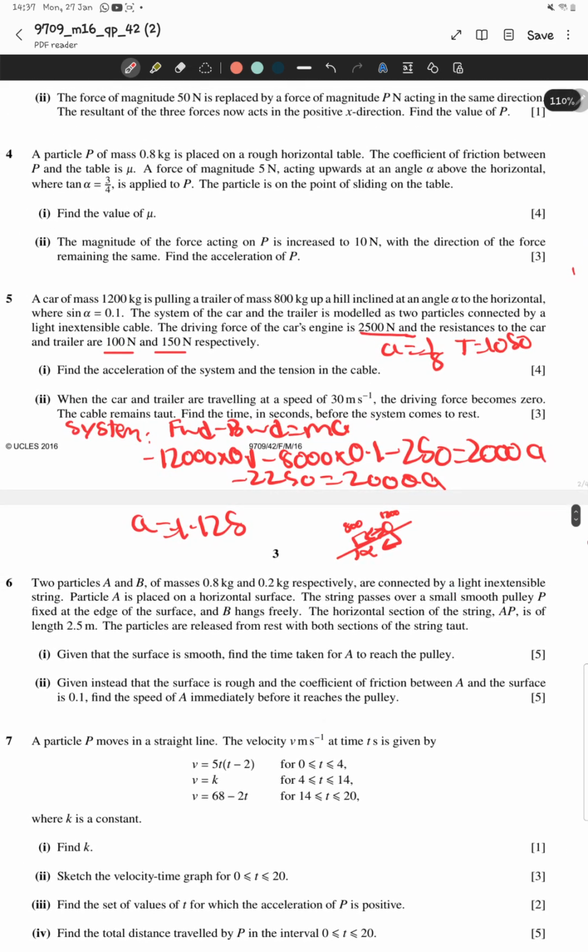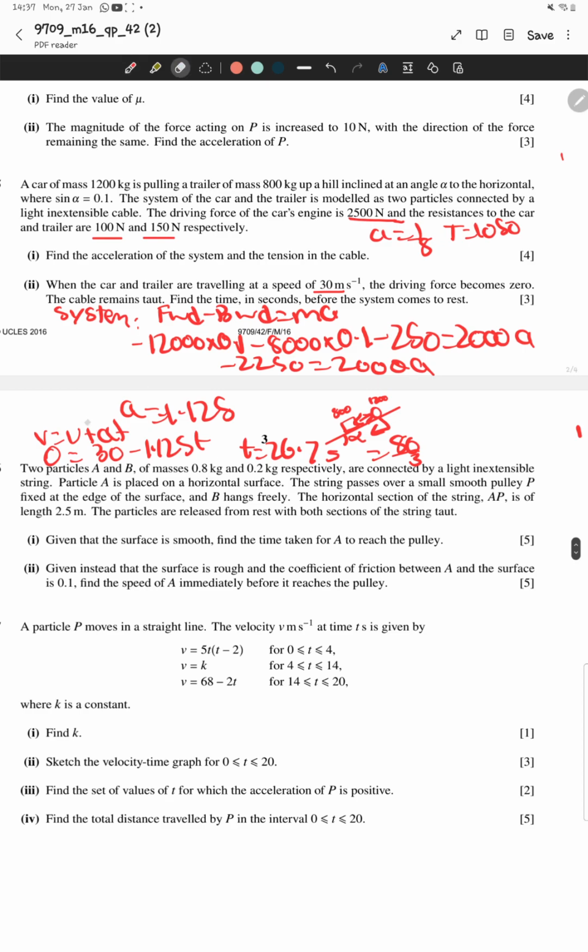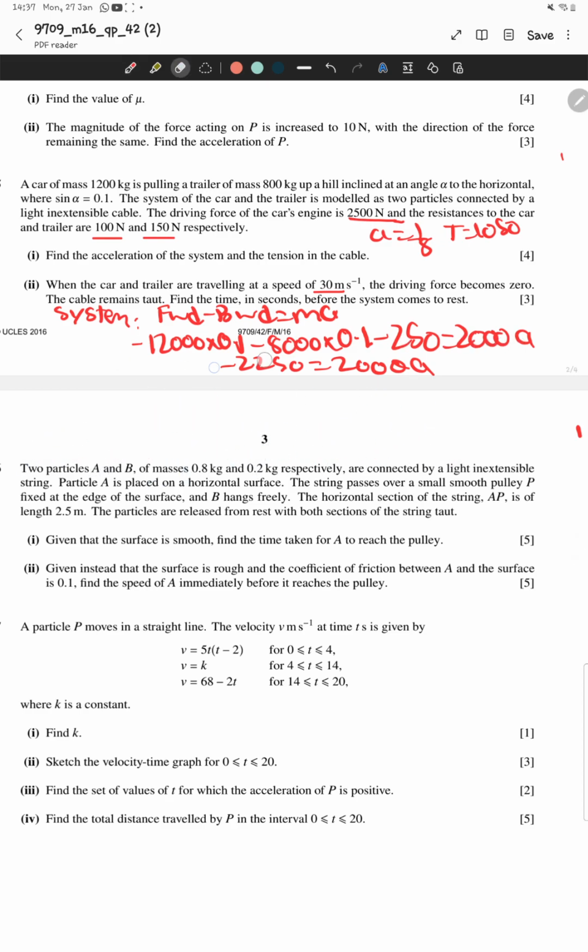It's decelerating, so we can find the time just using v equals u plus at. We know that the final must be 0 because it will come to rest, and u, they've already told us, is 30. So 0 equals 30 minus 1.125t. So the time, if you solve this, will be 26.6 or 26.7 seconds, or an exact fraction is just 80/3. Okay. Just 1 second.